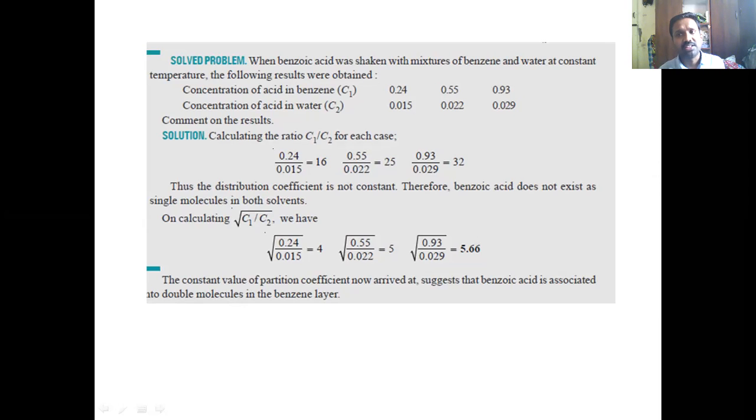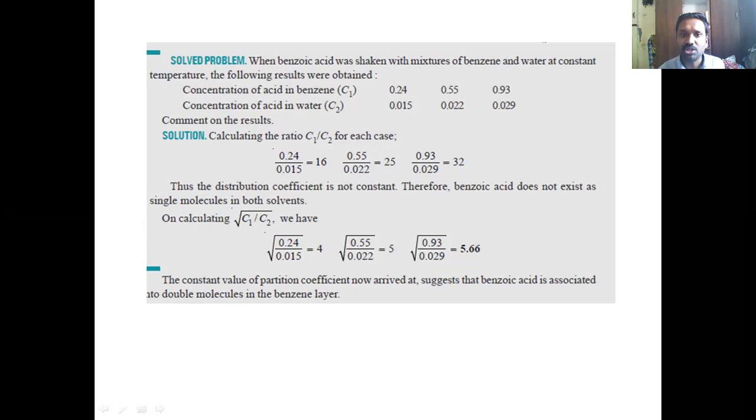Whenever you want to find the distribution coefficient, you have to make a series of different concentrations and then find out the concentrations of solute in the entire series. For every concentration, you should get a constant K. Is it not? Do it. Apply the C1 by C2 formula and find out the constants.